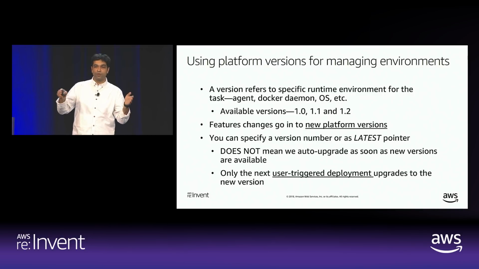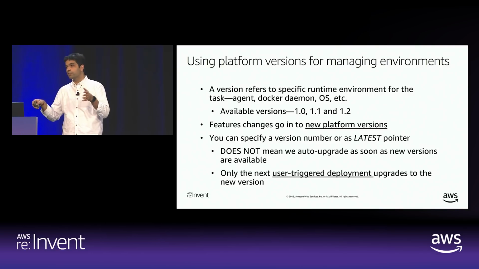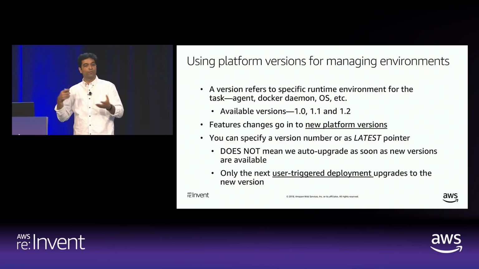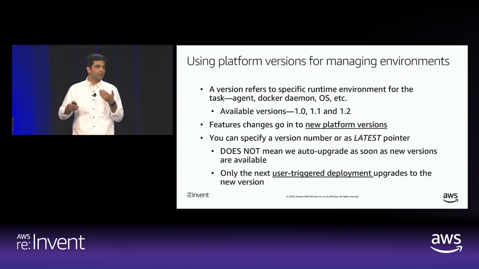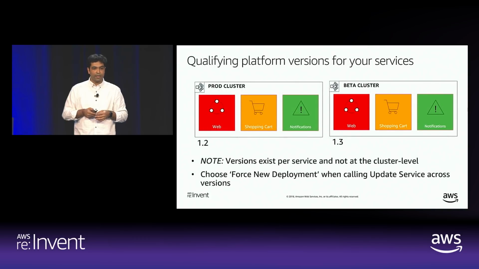And the way to do it is, you don't have to change your application definition or your count of how many tasks you need. You do a sort of forced deployment, and it triggers a new deployment to 1.3, for example. So I just wanted to clarify that.